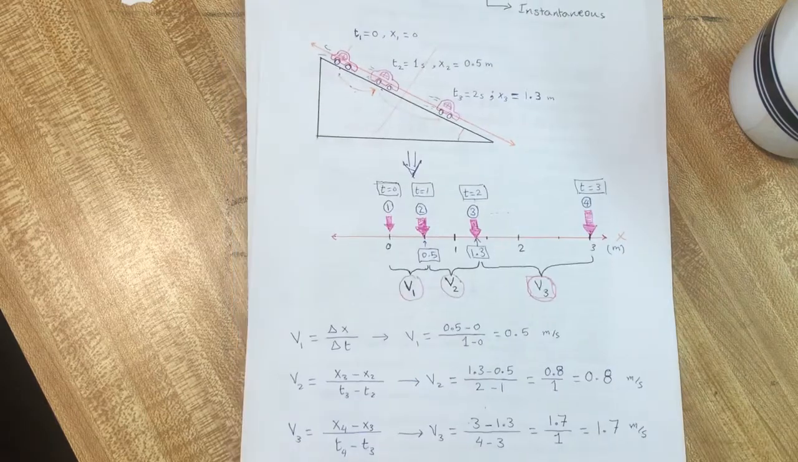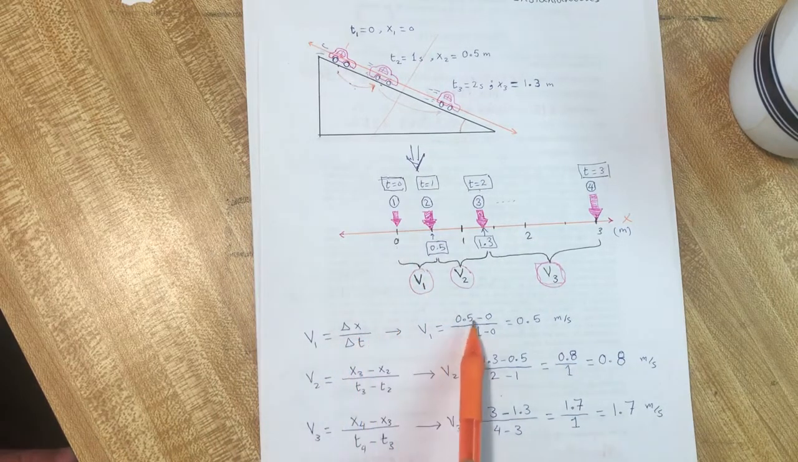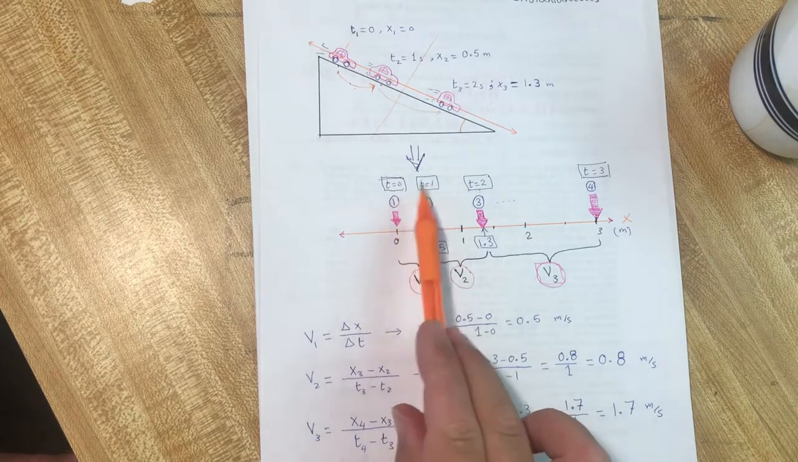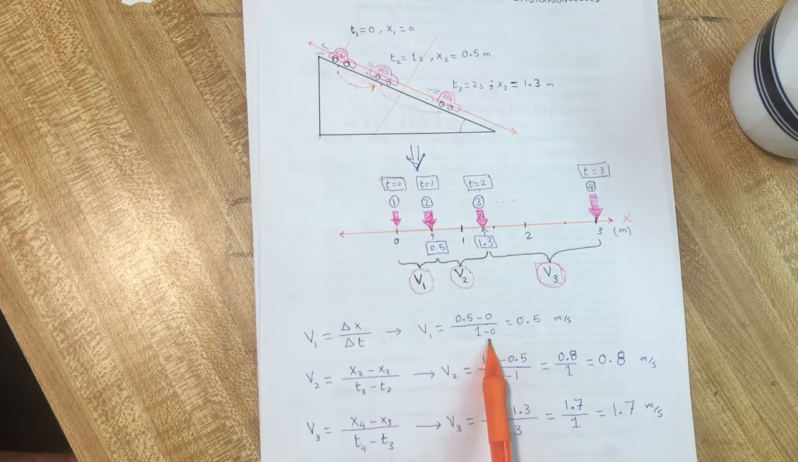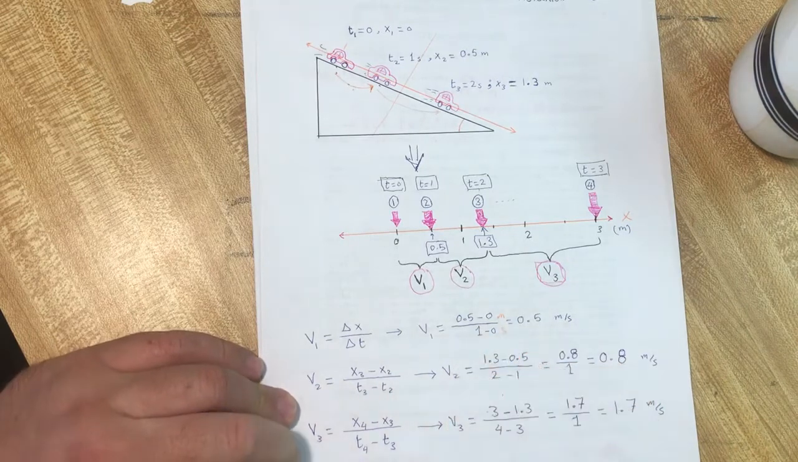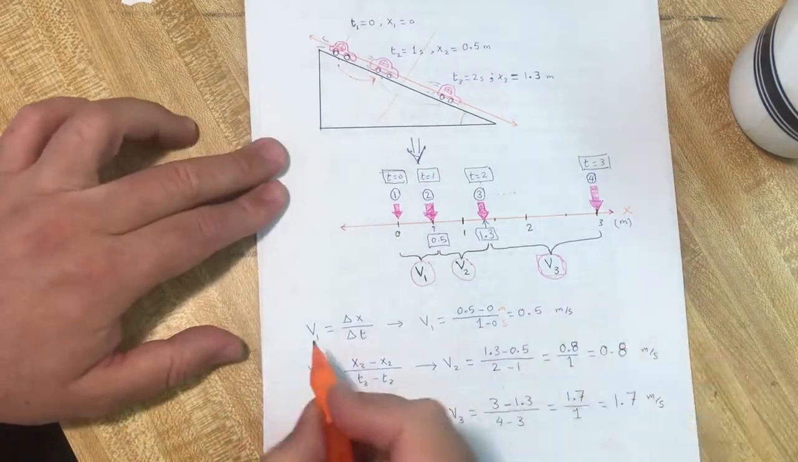It's easy. We can find v1 as we learned before. It is delta x over delta t in the first period. Delta x is x2 minus x1, which is half minus 0, over t2 minus t1, which is 1 minus 0, which is half a meter per second. Here the unit in the numerator is meter and the unit in the denominator is second. This is the first average velocity.